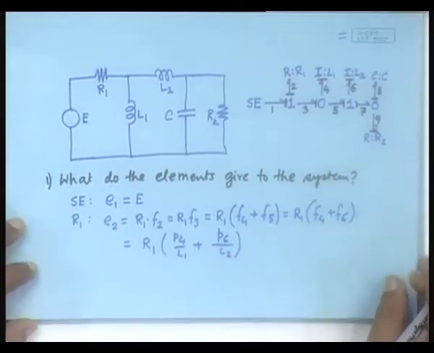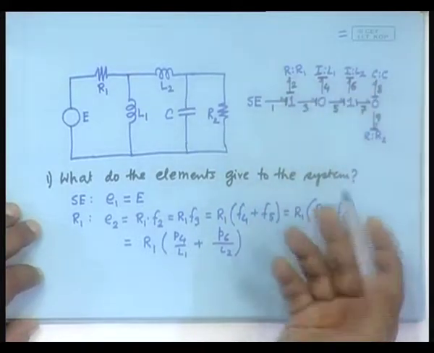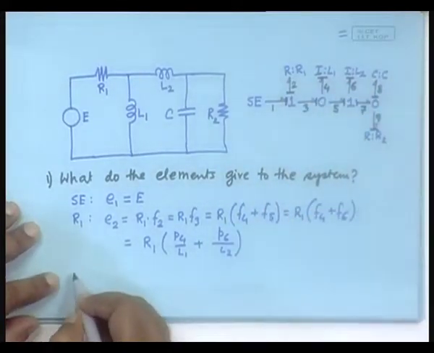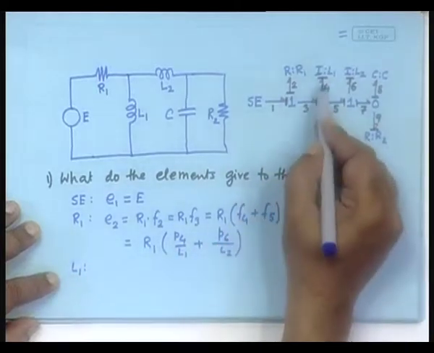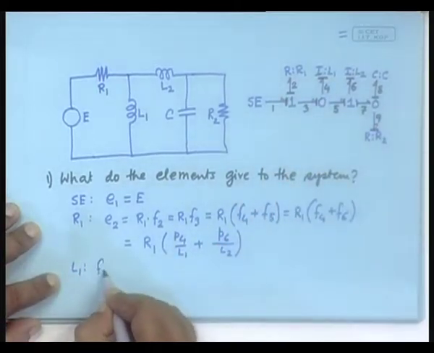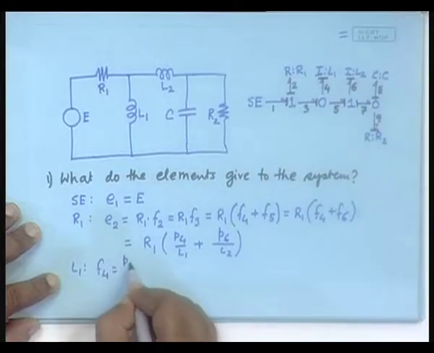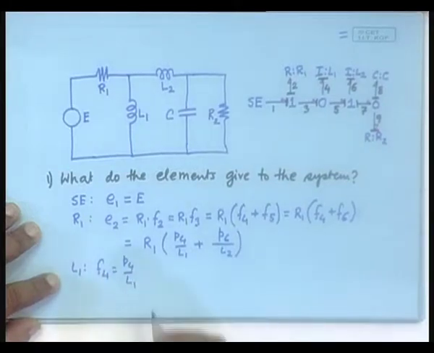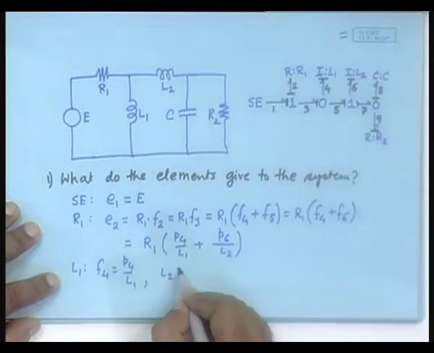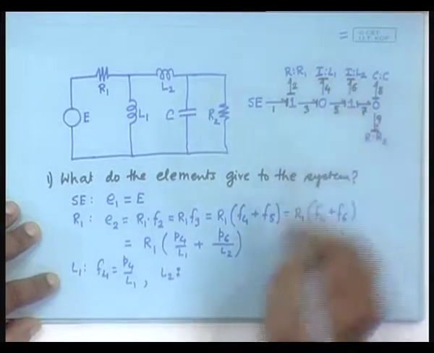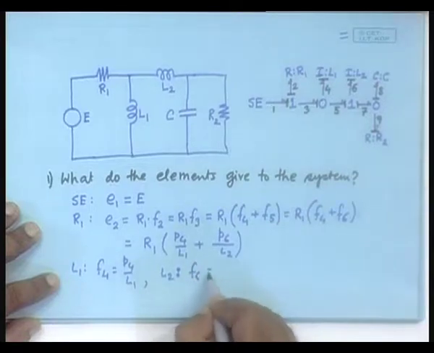Fine. Next, we move on to these three. These three would be trivial. For L1, what does it give to the system? Yeah, F4, which is P4 by L1. Then L2, what does it give to the system? F6, P6 by L2.